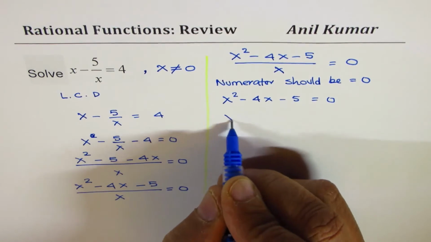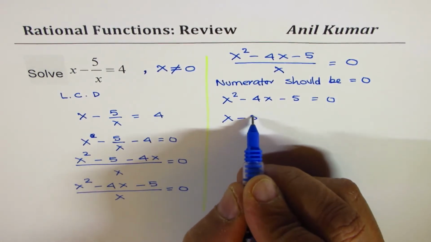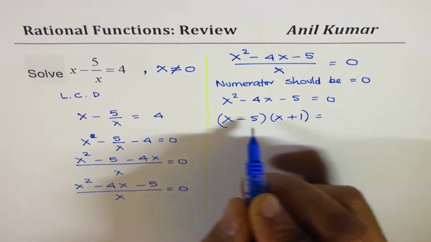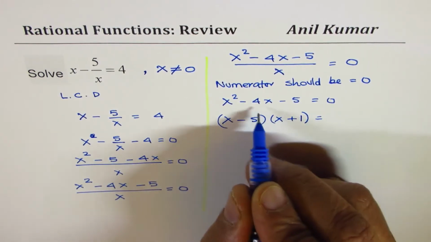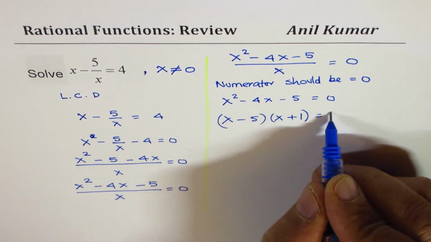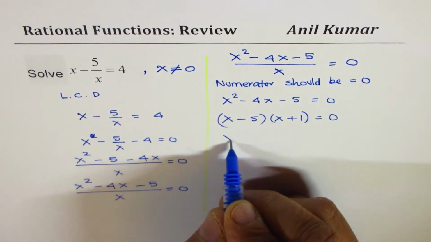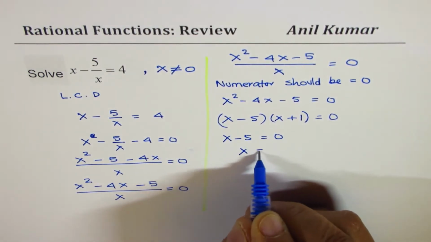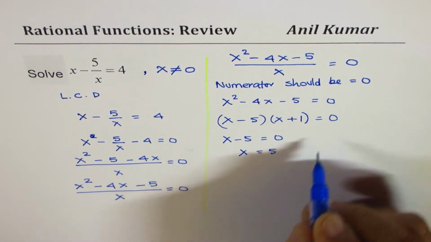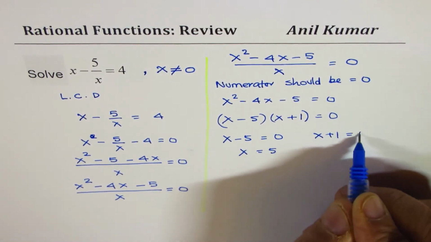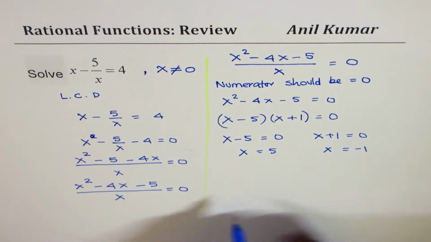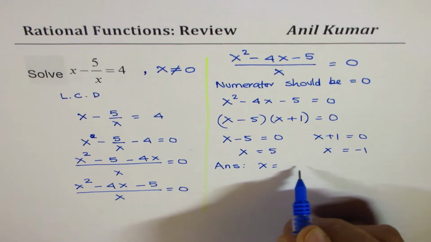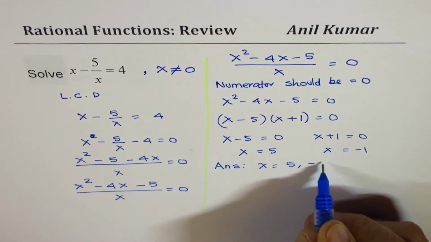You can factor this as x minus 5 times x plus 1, since the sum of minus 5 and 1 will give you minus 4, and the product will be minus 5. And now each term can be 0 to solve. So x minus 5 equals 0 gives you x equals 5, and x plus 1 equals 0 will provide the second answer, x equals minus 1. So we get our answer, which is x equals 5 and minus 1.